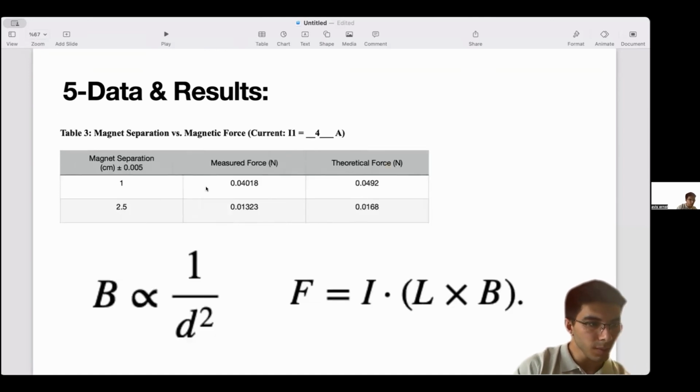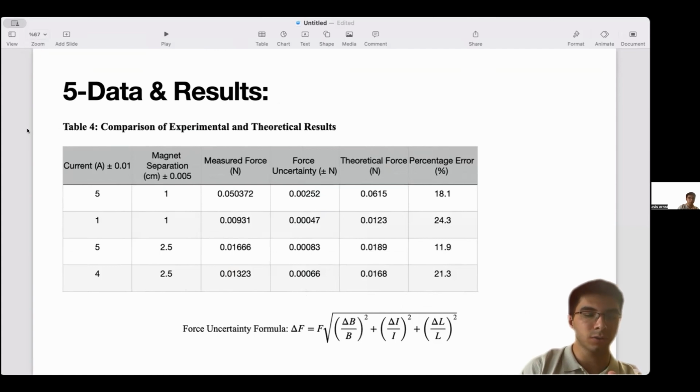And in this table, I want to show that the strength of the magnetic field is inversely proportional to the separation of the magnets squared. As you can see here, the magnetic force measured is 0.04 for 1 centimeter separation and 0.01 for 2.5 centimeter separation. And these values confirm this formula.